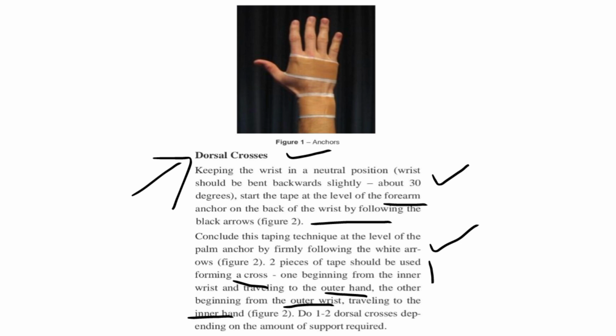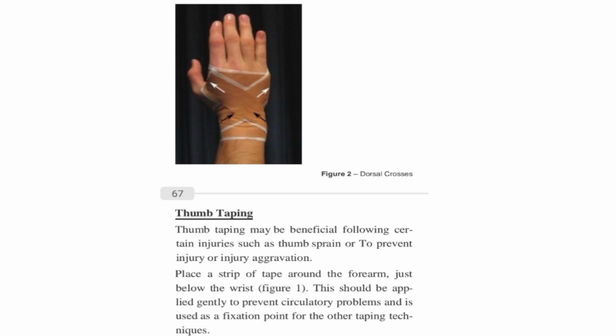This can make a cross. Do 1 to 2 dorsal crosses depending upon the amount of support required. If more support is required, we use more taping. This is the pictorial form of dorsal crosses.